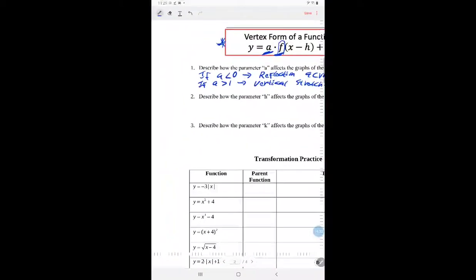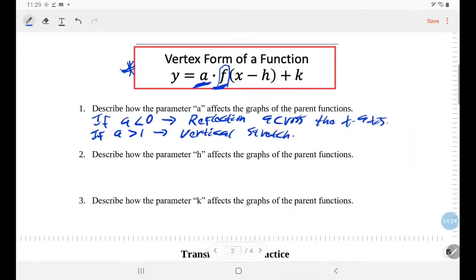So let's try that. So basically, if a is somewhere between 0 and 1, if it's greater than 0 but less than 1, that's when you get that vertical compression.